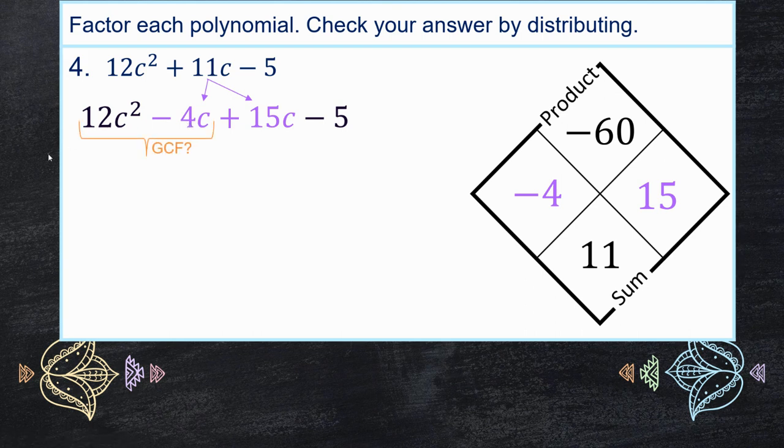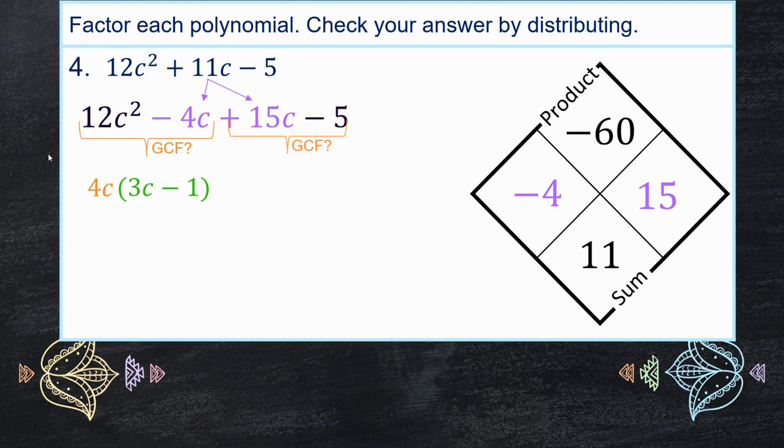So focus on those first 2 terms. We ask ourselves, what's their greatest common factor? So 12 and 4 are both divisible by 4, and they both have a c. So our GCF is 4c. If I divide those both by 4c, we would have 3c minus 1.